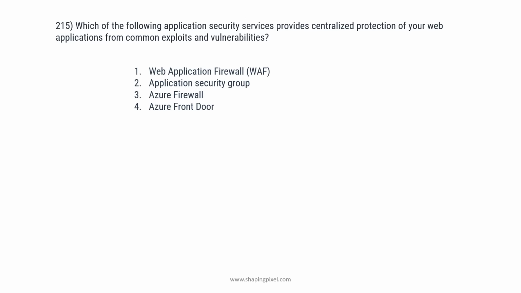Question number 215. Which of the following application security services provides centralized protection for your web application from common exploits and vulnerabilities? And you have four options. Option 1, Web Application Firewall. Option 2, Application Security Group. Option 3, Azure Firewall. And option 4, Azure Front Door.